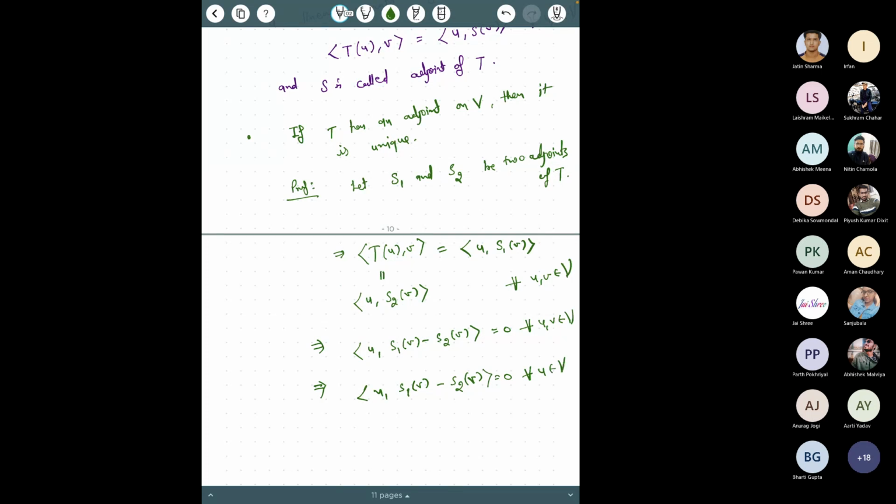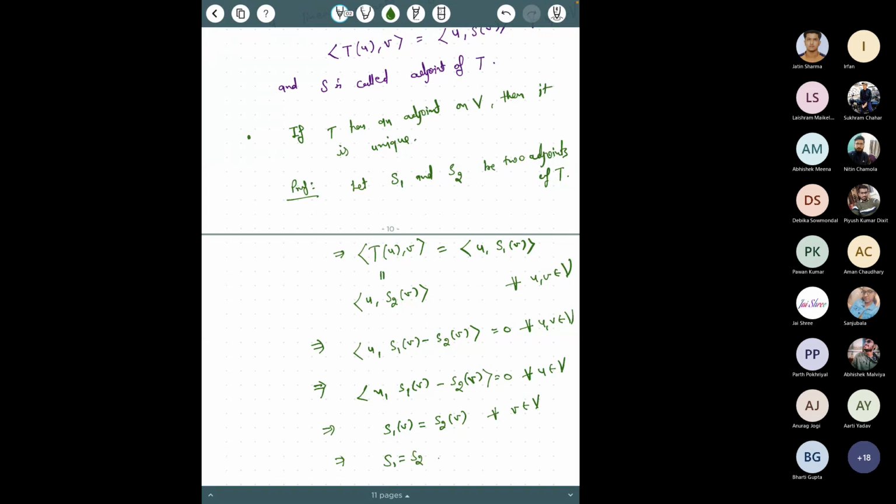But then, using the same reasoning we gave previously, we can say that this implies S1V is equal to S2V. I have fixed a V, but this is true for all V in V. But then this implies that S1 is equal to S2. So if T has an adjoint on V, then it is unique.